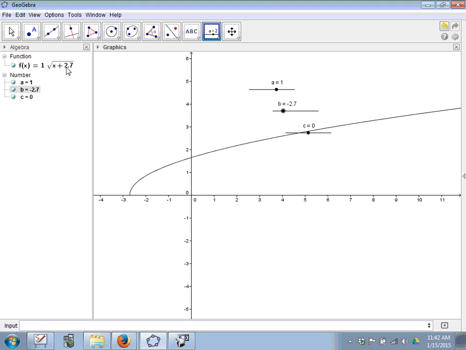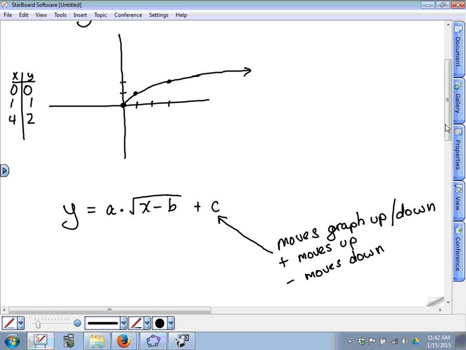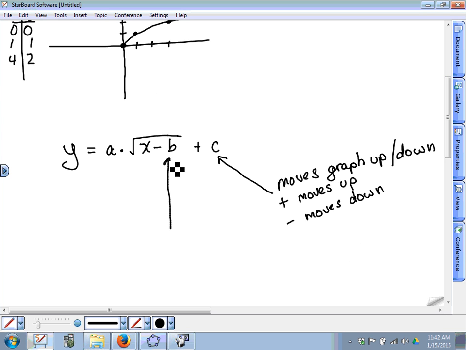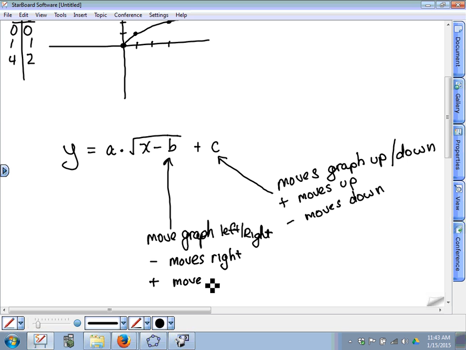So the numbers inside move it left or right, but doesn't it kind of go opposite of what you would think? Let's write that down. These numbers move the graph left or right, but this time a minus sign moves what direction? Moves to the right. Plus sign moves to the left.